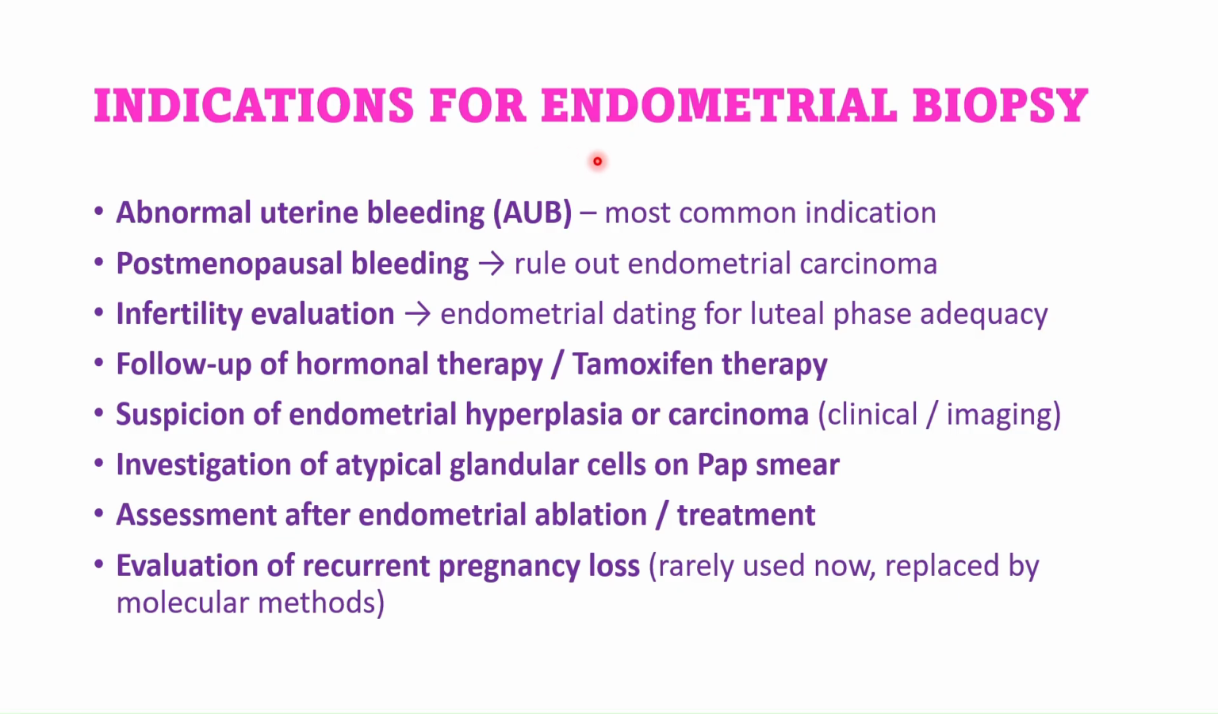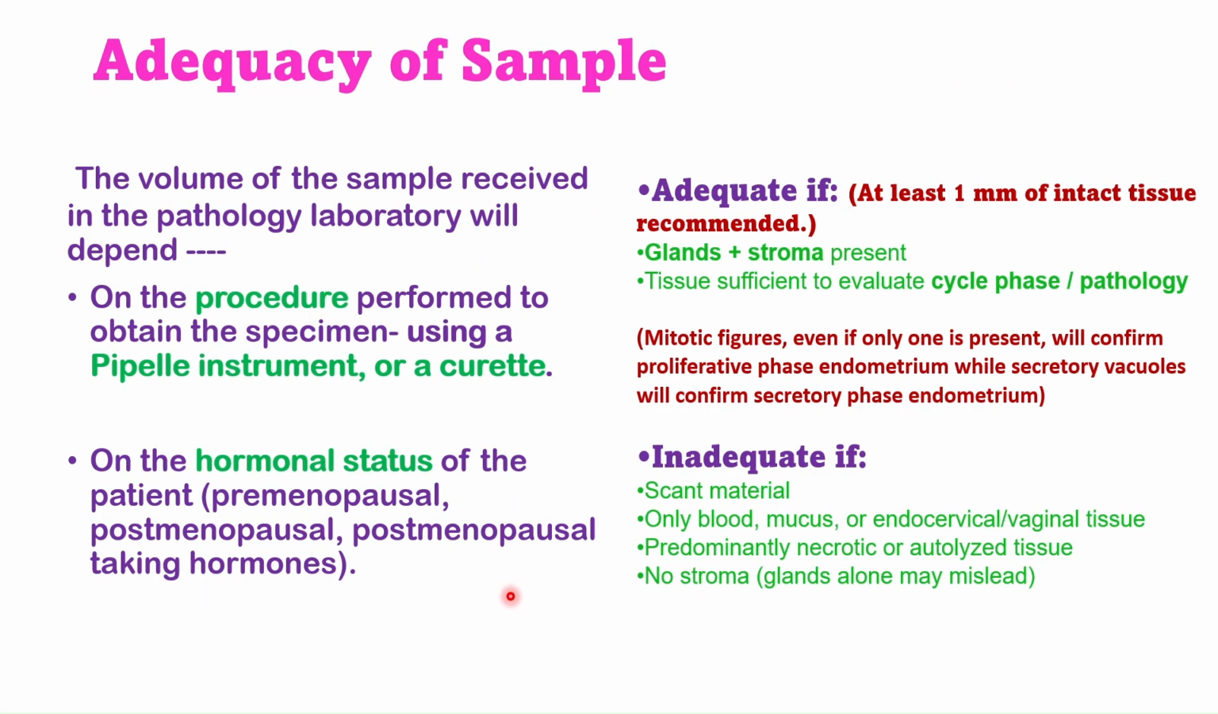What are the indications for endometrial biopsy? Most common is abnormal uterine bleeding. In postmenopausal patients, to rule out endometrial carcinoma, for infertility evaluation, follow-up of hormonal therapy or tamoxifen therapy, suspicion of endometrial hyperplasia or carcinoma, for investigation of atypical glandular cells on pap smear, assessment after endometrial ablation and treatment, and evaluation of recurrent pregnancy loss. Rarely used now because it is mostly replaced by molecular methods.